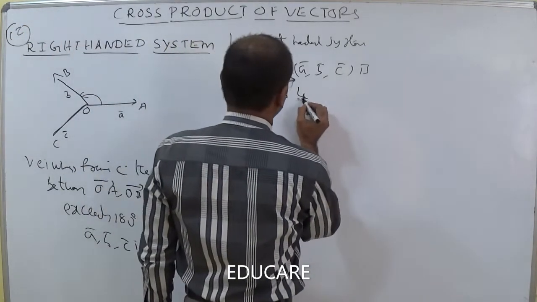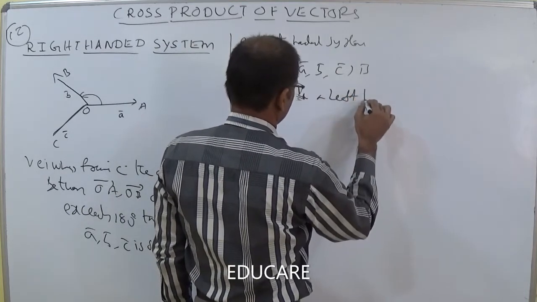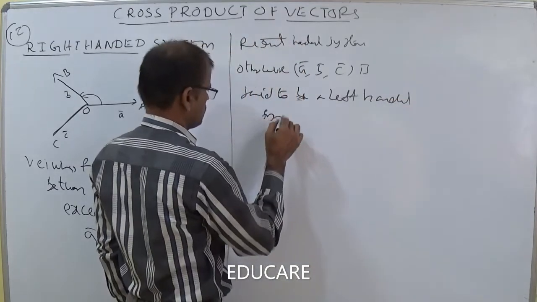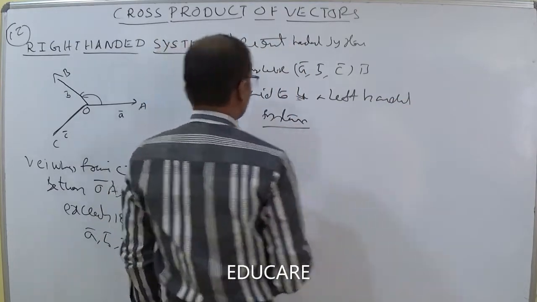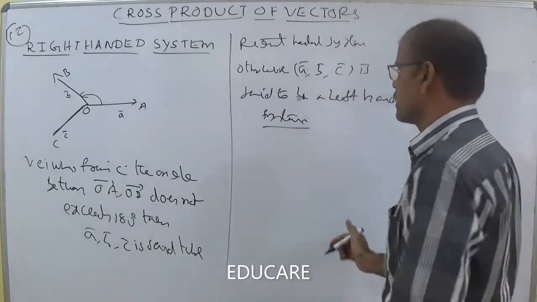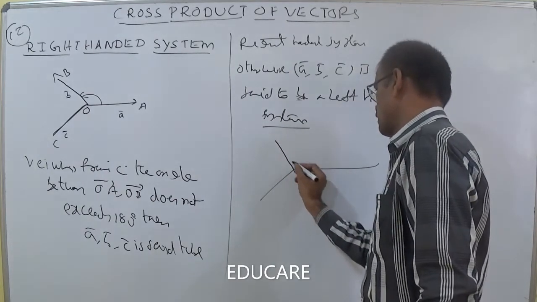A comma B comma C is said to be a left-handed system. So what is the difference between a left-hand system and a right-hand system? Once again, you draw the diagram.